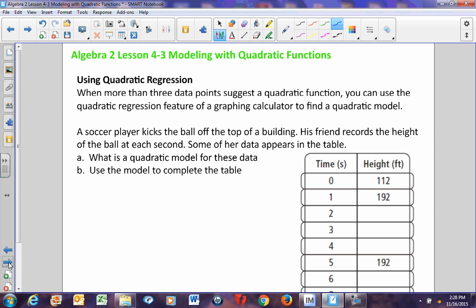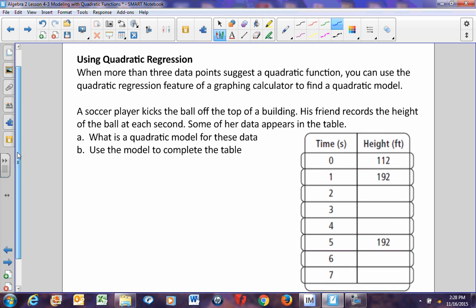So let's say we have the following points. A soccer player kicks the ball off the top of a building. His friend records the height of the ball at each second. Some of her data appears in the table to the right. What is the quadratic model for these data? And use the model to complete your table.